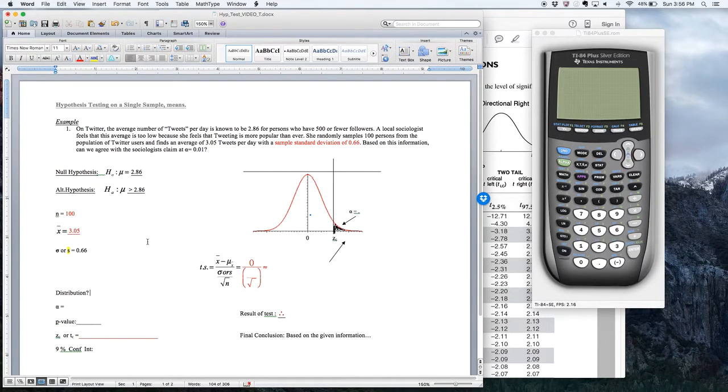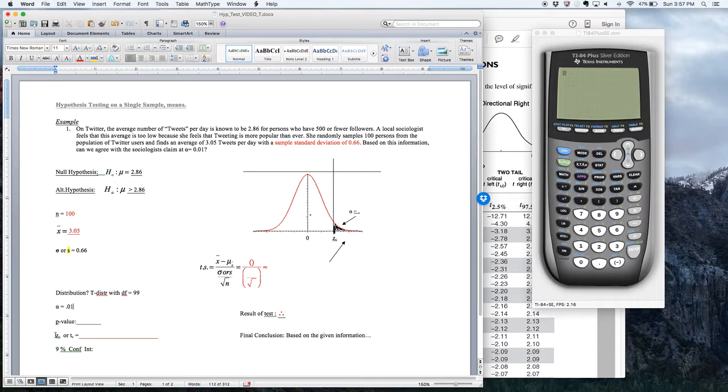So here's a big question: distribution? Obviously we're going to use the t distribution because we have the sample standard deviation. If the question gave us the population standard deviation, then we'd be using the normal distribution. So I'll say t distribution with degrees of freedom equal to, now remember, the degrees of freedom is always equal to n minus 1. There's 100 pieces of data, so there's n. You take one away from that, and you get 99 degrees of freedom. Alpha was given to us as 0.01, which means 99% confidence.